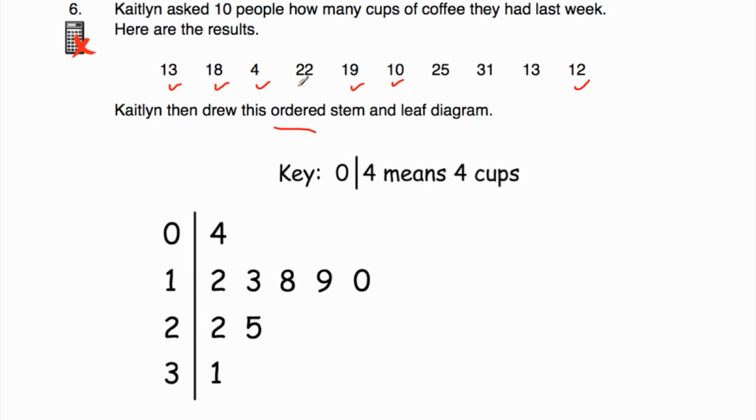Then 22, we've got 22. We've got 25, 25, and then 31, 31. And as you can see, there's a number here that isn't in her stem and leaf diagram. If we look, we've got 2 13s, but there's only 1 13 in the diagram. So that's her 2 mistakes.